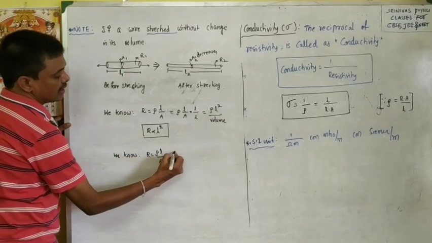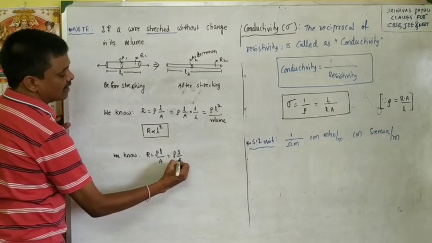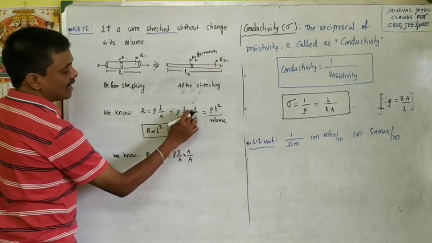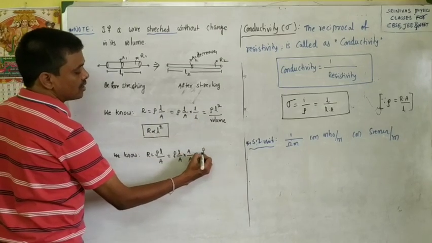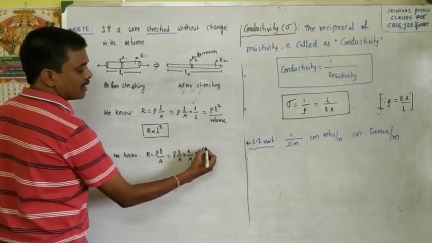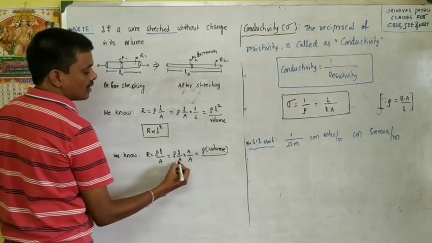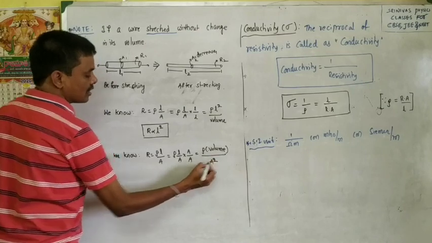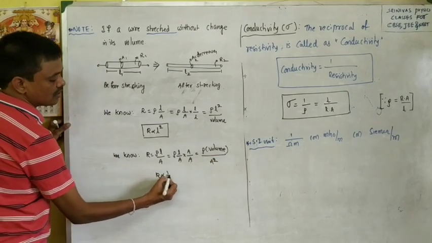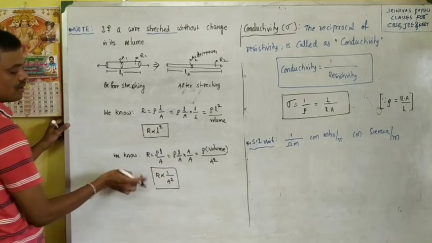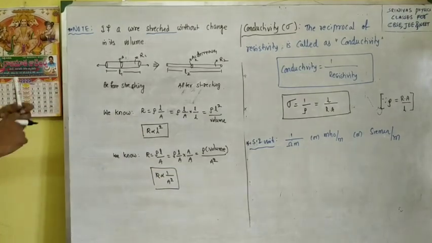Now what I did here, I multiply with A and divide with A. In the previous case, what I did? Multiply with L and divide with L. And rho into L into area. Length into area gives volume, by area into area square. Hence resistance is inversely proportional to square of area, right? These two we will use when we stretch a wire.